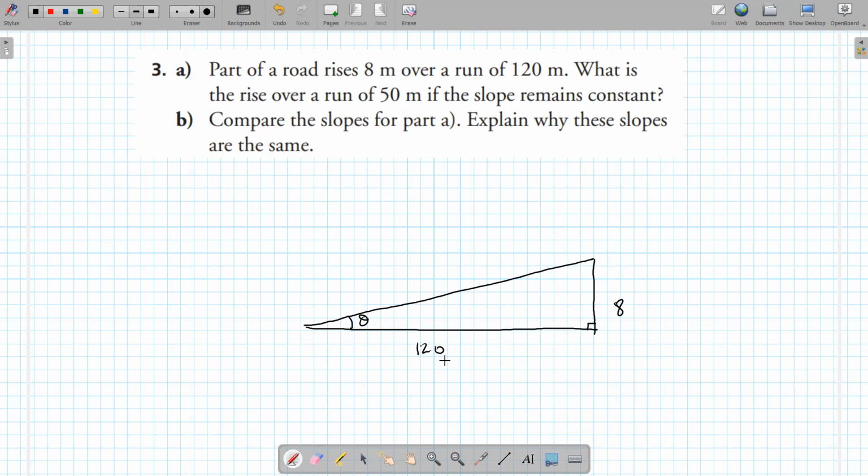So what is the question actually asking? What's the rise over run of 50 meters if the slope remains constant? So what's the slope right now?